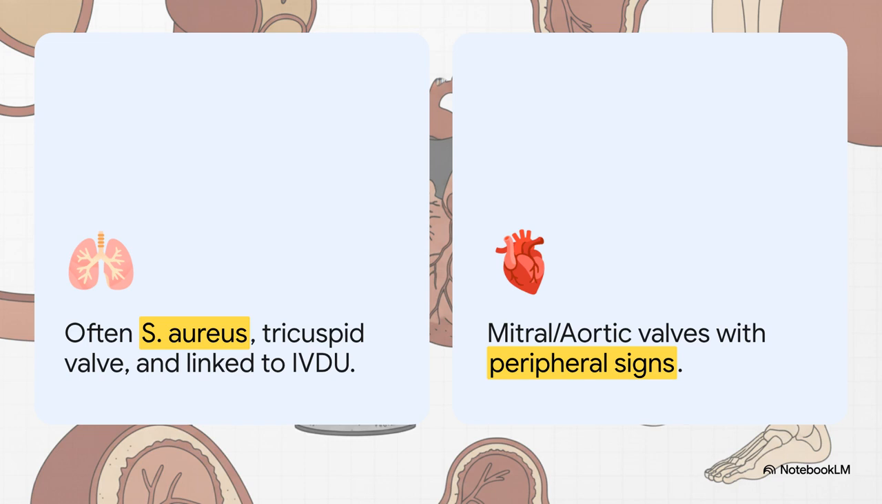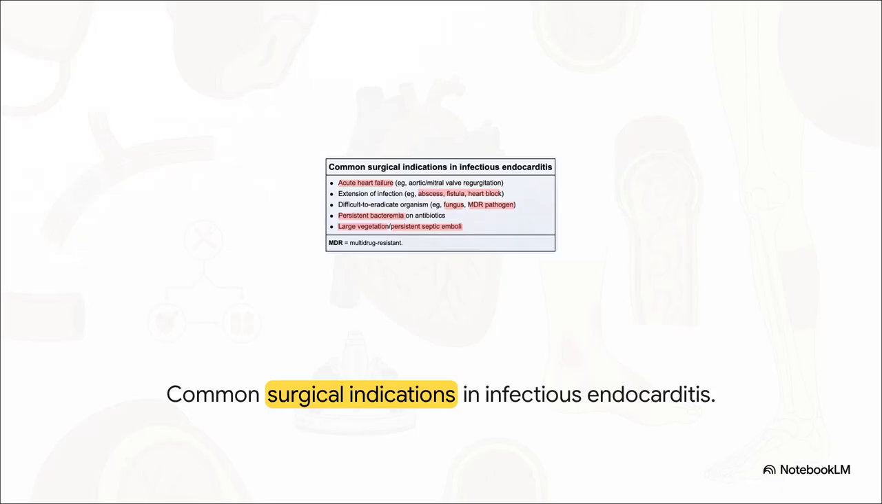On the flip side, left-sided disease hits the mitral or aortic valves. This is where you'll see those peripheral and systemic embolic manifestations, things like a stroke or a renal or splenic infarct. So when do we actually escalate to surgery? Well, there are some pretty strict thresholds. Major indications include acute heart failure driven by severe aortic or mitral valve regurgitation or frank valve destruction.